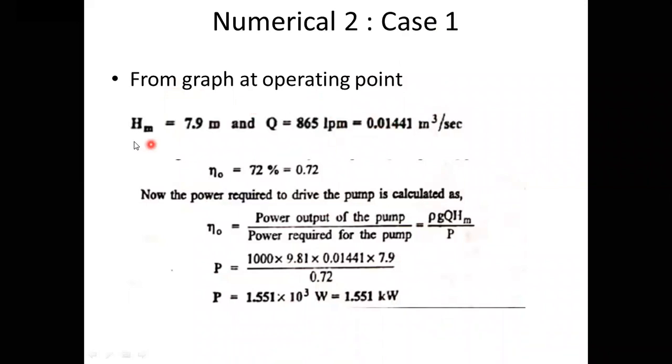From the graph at operating point, manometric head is 7.9 meter, Q is 865 liters per minute, that is 0.0144 meter cube per second, and overall efficiency is 72%. Now, the power required to drive the pump is rho g Q H upon eta. That is overall efficiency, output power upon input power. So we have to find out this input power P. By using this, we can get this value.